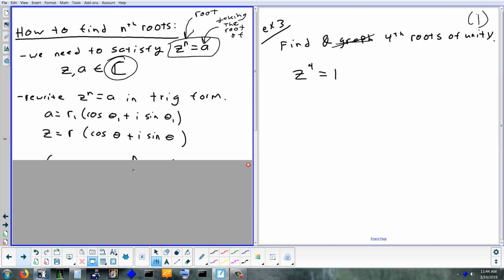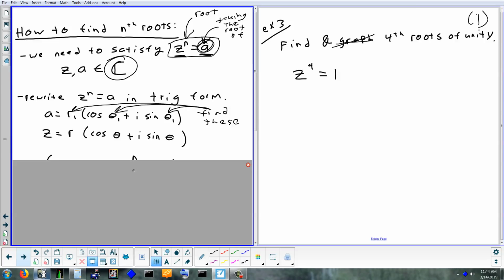Each side has to be written in trig form. The 4 is just going to stay at 4, but the A and the Z have to be written in trig form. For this one, you actually have to find the R and the theta for the number on the right-hand side. That's A. You have to find those.